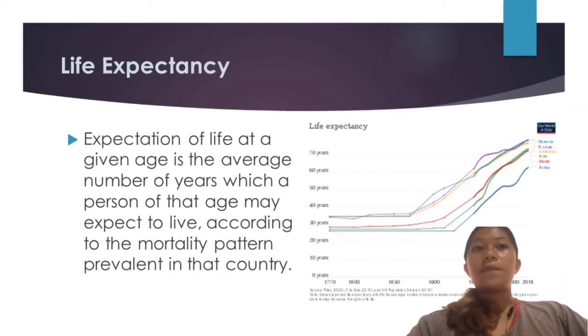Life expectancy. Expectation of life at a given age is the average number of years which a person of that age may expect to live according to the mortality pattern prevalent in that country. As a result of the global decline in fertility and because people are living longer, global life expectancy is rising. This is what we mean when we say 60 is the new 40 and 70 is the new 50. In general, people are getting younger, and that is the result of investment in health and medicine, in innovation, in science and technology, and so on.